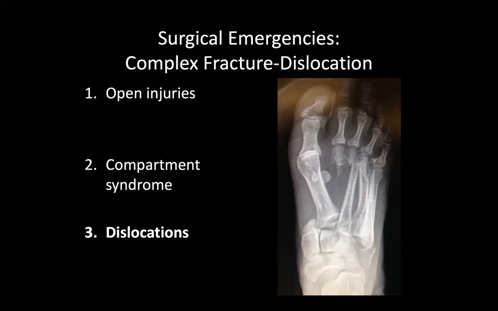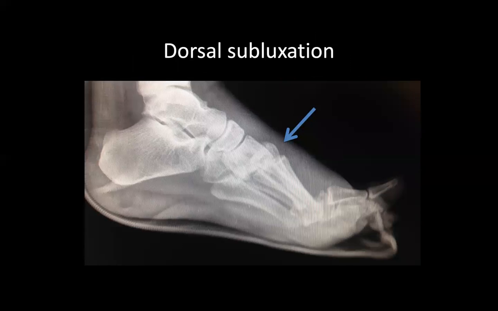What I'll talk a little bit more about is dislocation. That's one of my key messages: if you see dislocated tarsometatarsal joints, then that ought to be treated fairly emergently. The dorsal subluxation, I think, is one of the big clues. If you see that dorsal subluxation, then you really ought to be trying to do some form of closed reduction.